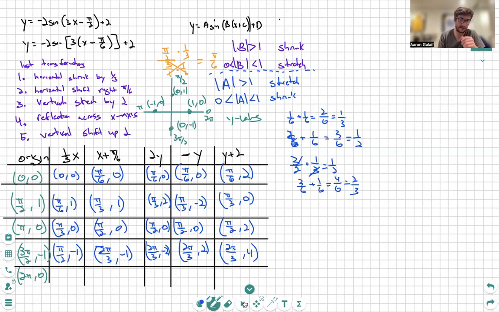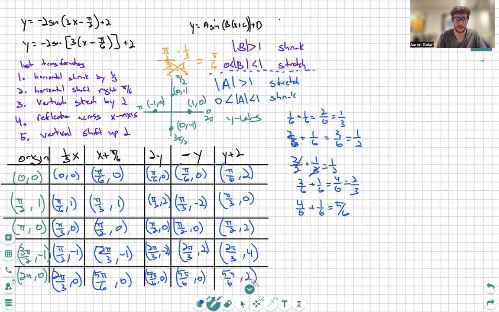Last point, and then we can graph this guy. All right, so 2 pi times 1/3 is 2 pi over 3. The 0 stays. Now we have to take 2/3, which we know is 4/6 from our math above, plus 1/6, which is just 5/6. We have 5 pi over 6, right? The 0 will stay, times by 2 to the y, so the 0 stays. 5 pi over 6, 0 stays. 5 pi over 6, 2. Okay, so now we have all of our points.